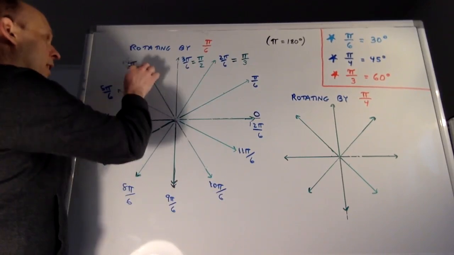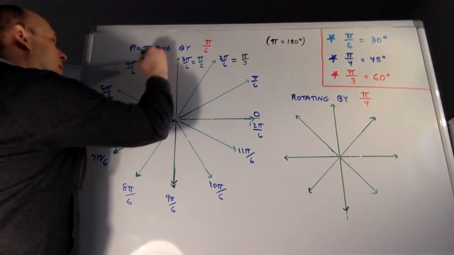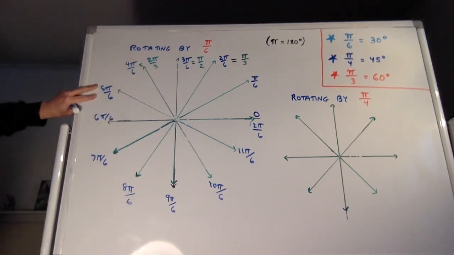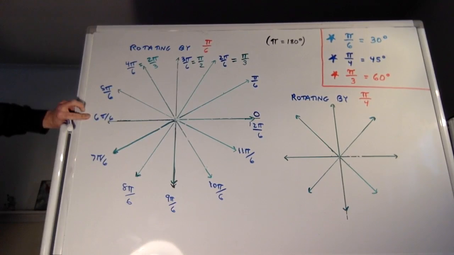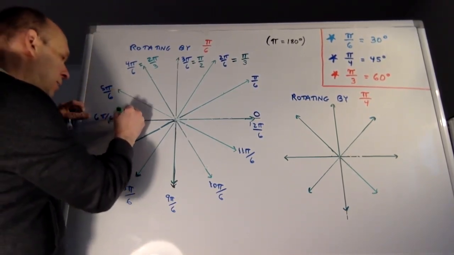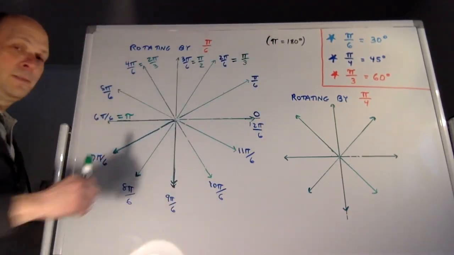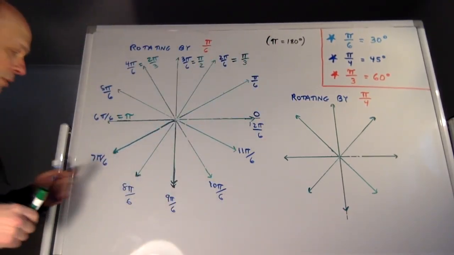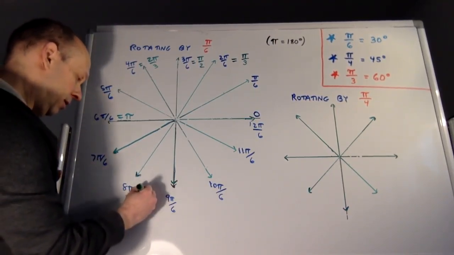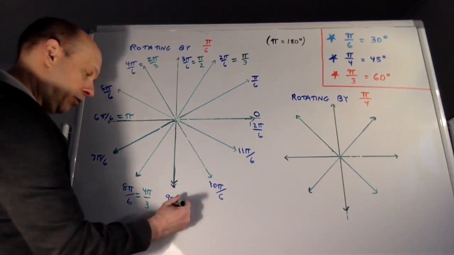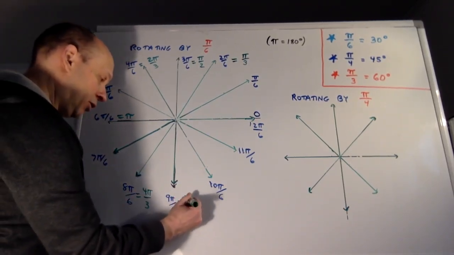If we go here, that's 4 pi over 6. So that can be simplified. So we're going to write that as 2 pi over 3 radians. 5 pi over 6, we can't simplify that. But check this out, 6 pi over 6, that's pi radians, which makes total sense. Pi is half a circle. 7 pi over 6 can't be simplified, but 8 pi over 6 can. This is 4 pi over 3 radians. This can be simplified. 3 goes into both, so this is 3 pi over 2 radians.